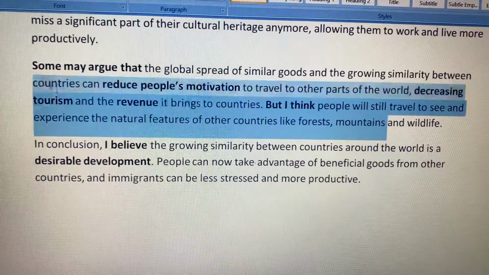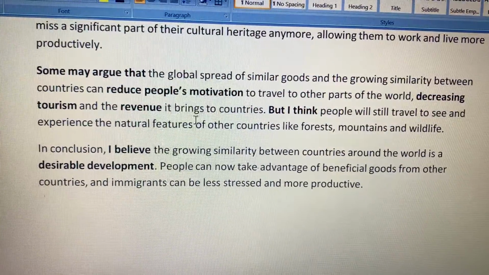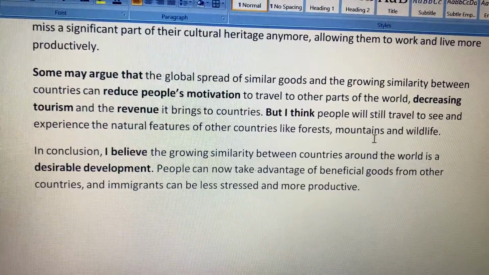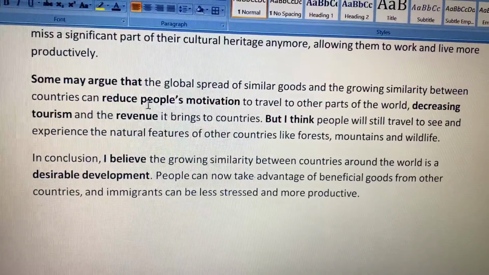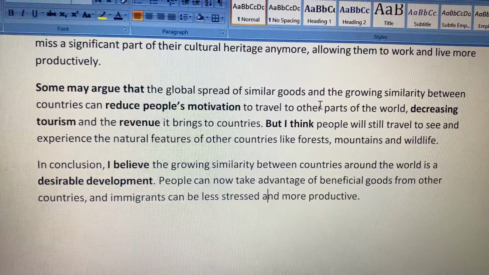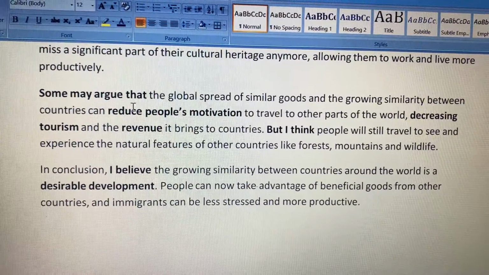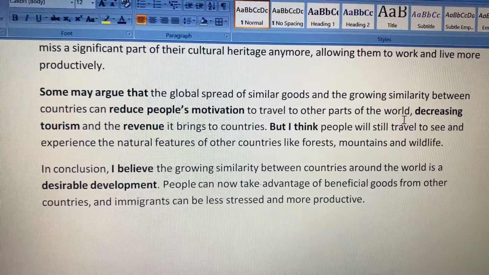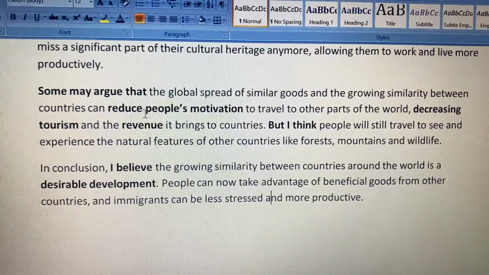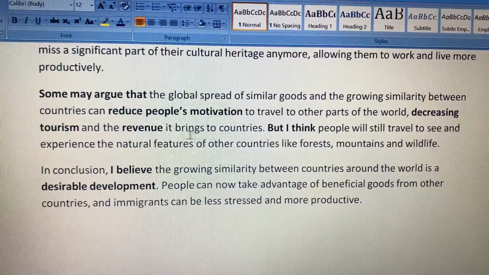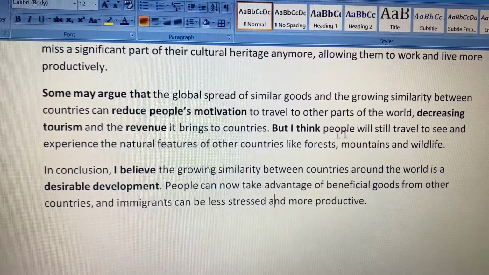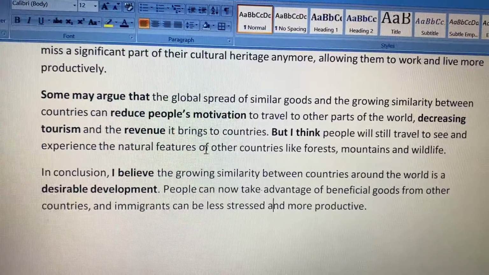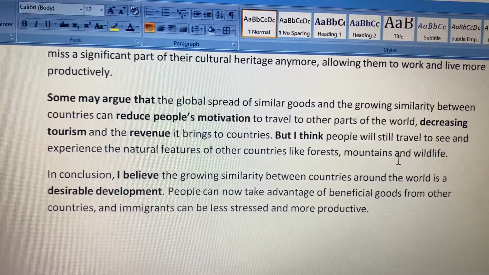So this is the BP3. Here you will take one side and you took the positive side. So this paragraph is for positive side. Some may argue that the global spread of similar goods and the growing similarity between countries can reduce people's motivation to travel to other parts of the world. Results are decreasing tourism and the revenue it brings to countries. But I think people will still travel to see and experience the natural features of other countries like forests, mountains and wildlife.